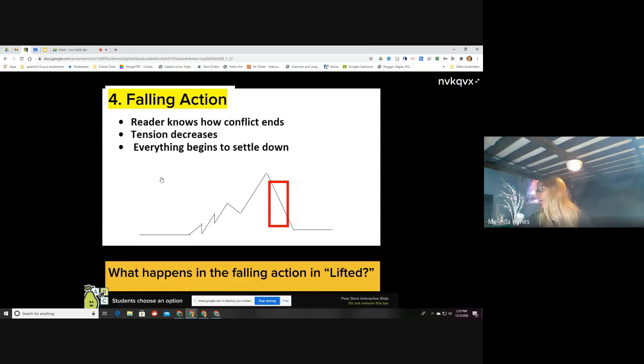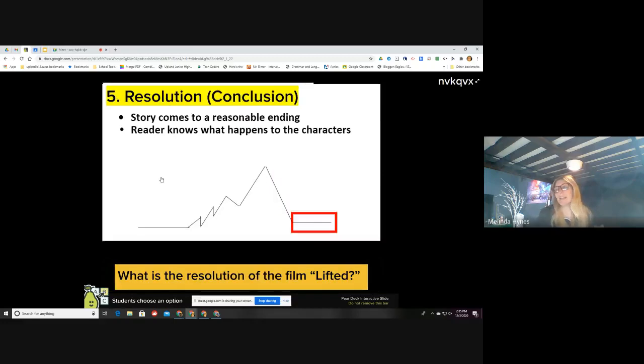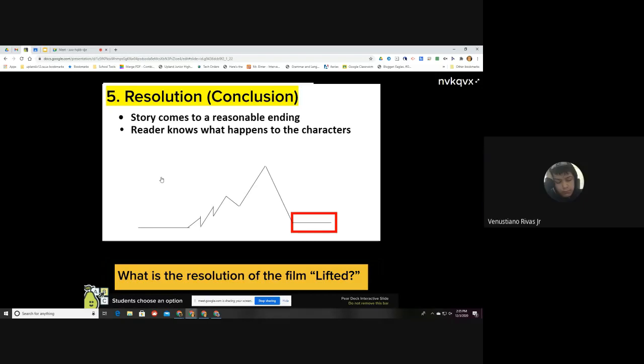All right, we got one more. And the last one is the conclusion. So I need you guys to think this time about how did it end? What was the very last scene that you saw in the entire film when you select this one? So what was the last scene that you saw in the entire film? That would be your resolution, conclusion. So we'll see how fast we can answer this one. This one should be the easy one.